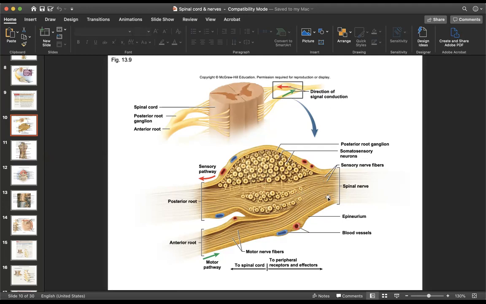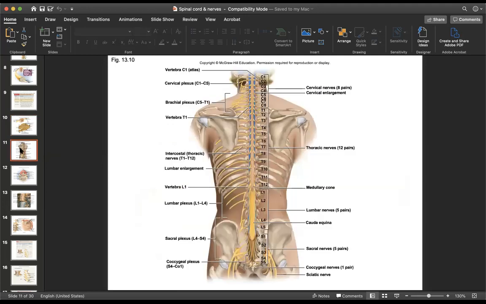sensory. Okay, so what you're looking at again here is a blow up of that area there. So again, posterior root sensory, anterior root is motor. All right. Let's see. I don't really think I need to go over this one. This is more of a kind of just a, let's see what I've got.